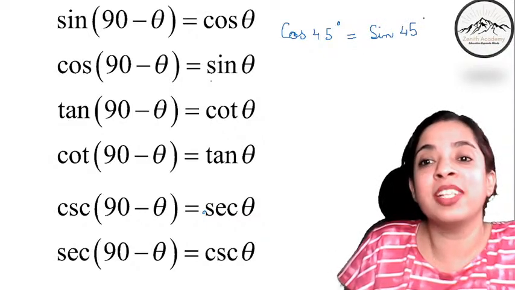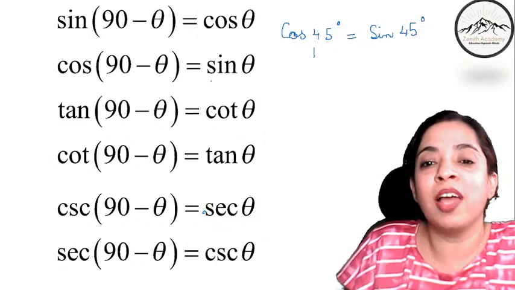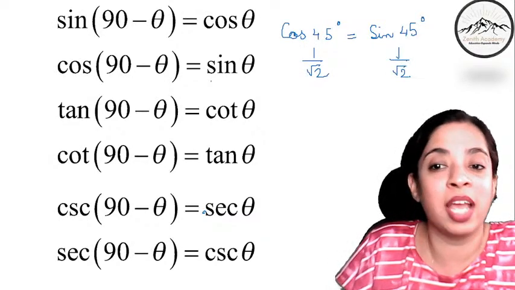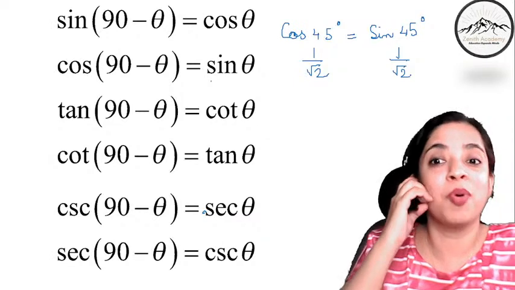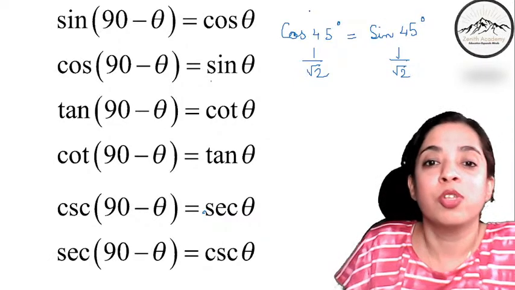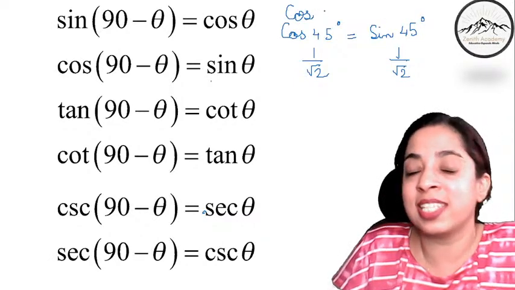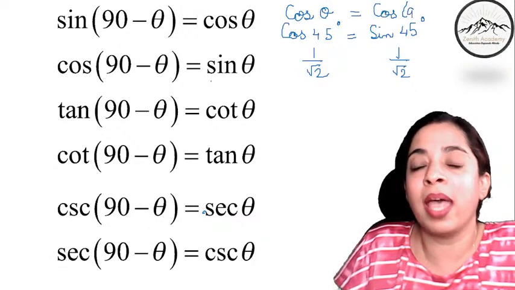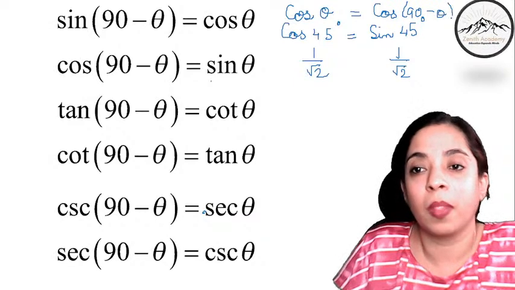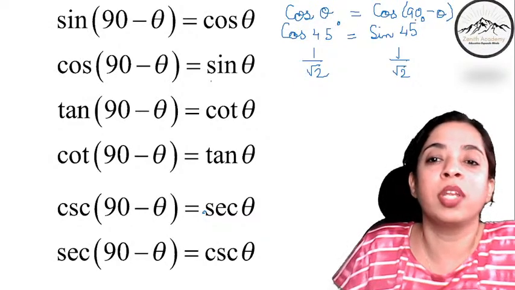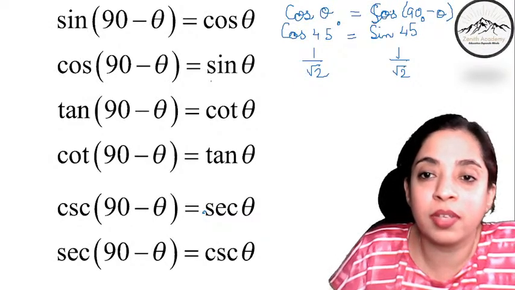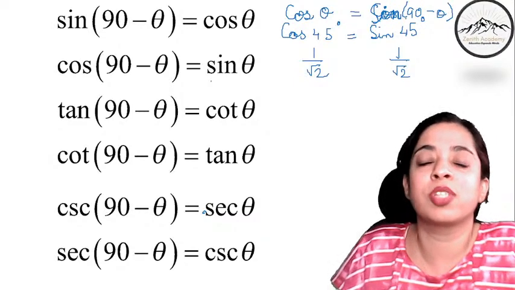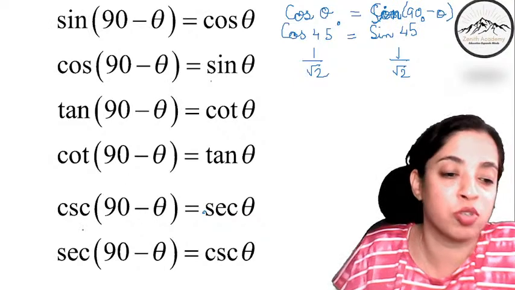And do you remember we just did, cos 45 value was also coming as 1 by root 2 and sine 45 value was also coming as 1 by root 2, because they both are complementary to each other. So cos theta is sine 90 minus theta. है ना? So cos 45 is equal to sine 90 minus 45, which is also 45.